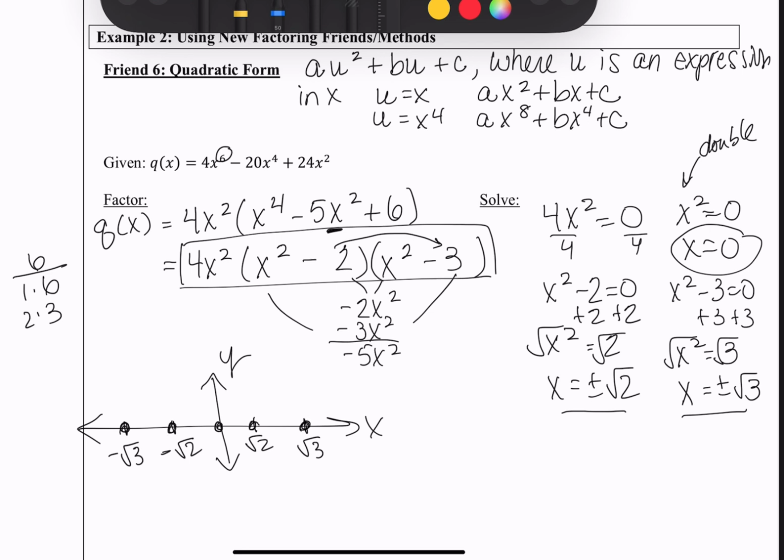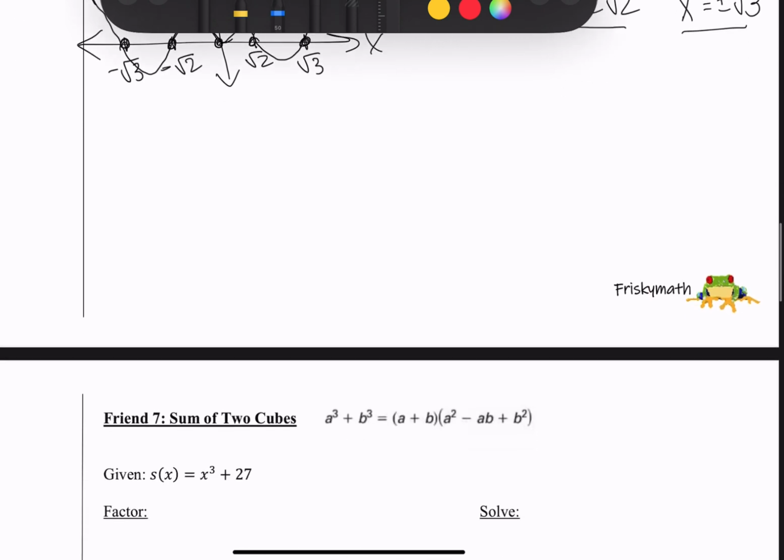Filling in my roots, understanding my end behavior, I know I'm going to be up on both left and right. I'm not going to find all of my critical points, but I know I need to go something like this. And a double root means that you are tangent. You never go through the graph. You come up, maybe go back down, and come through like that. So there would be an approximate graph of this 6th degree polynomial function. And that's quadratic form. Okay, you're just using your old friends in a new way.